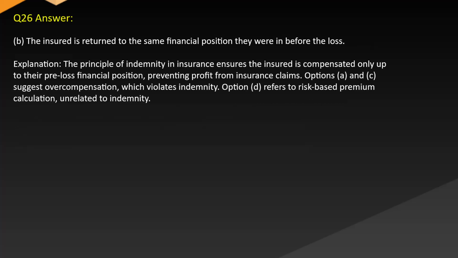Answer B. The insured is returned to the same financial position they were in before the loss. Explanation: the principle of indemnity in insurance ensures the insured is compensated only up to their pre-loss financial position, preventing profit from insurance claims. Options A and C suggest overcompensation, which violates indemnity. Option D refers to risk-based premium calculation unrelated to indemnity.